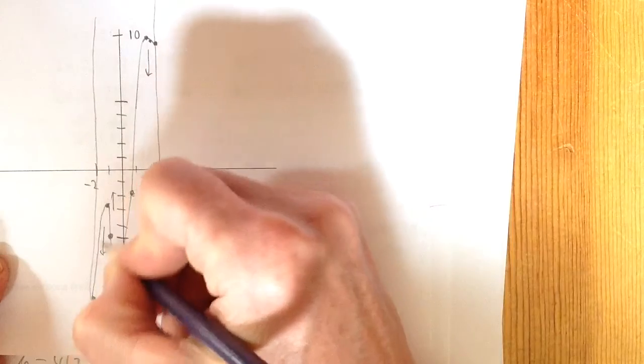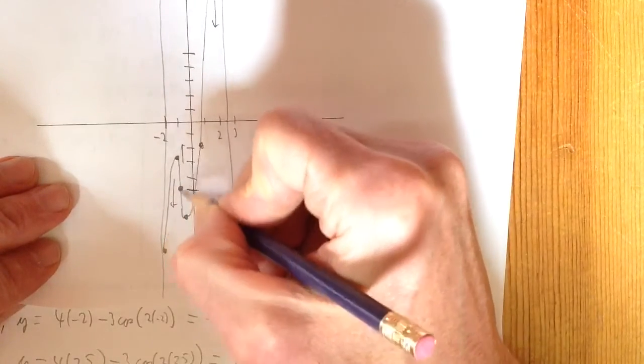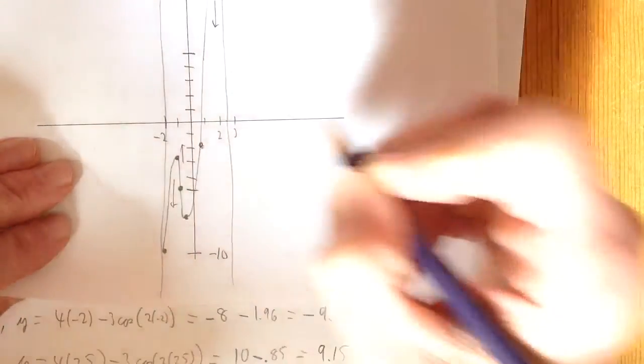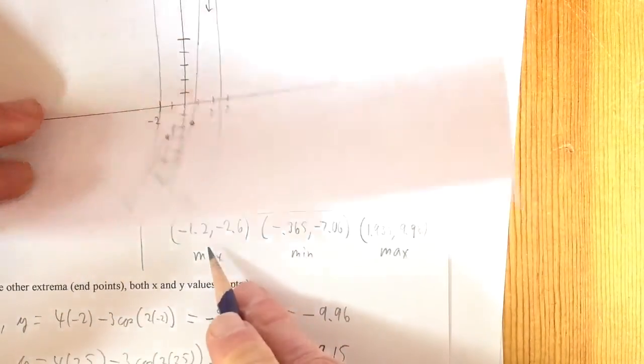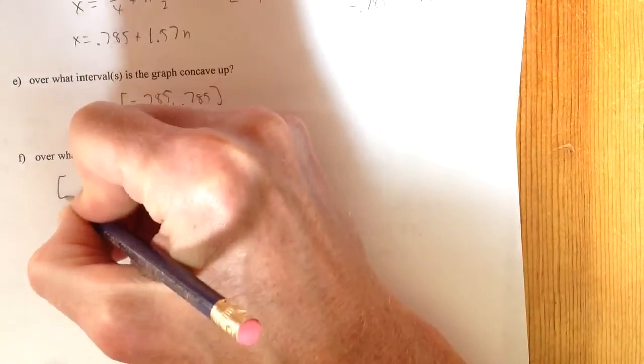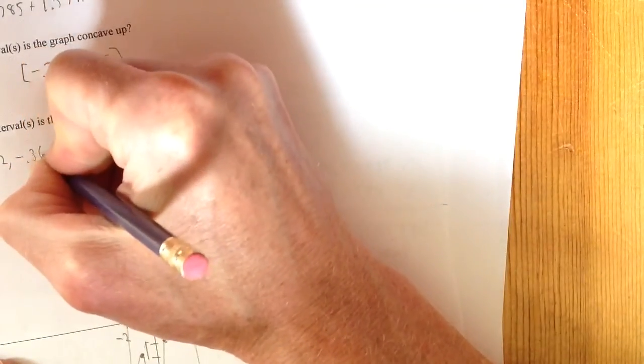So from here over it's down. From here to there it's up. Okay. How about where is it decreasing? Where is the graph negative? So all we got to do is look at it, right? The slope is negative from here to here, from that peak to that trough. So we look at our x values here. The first peak is at negative 1.2 to negative 0.365. We always just put the x values here, to negative 0.365.